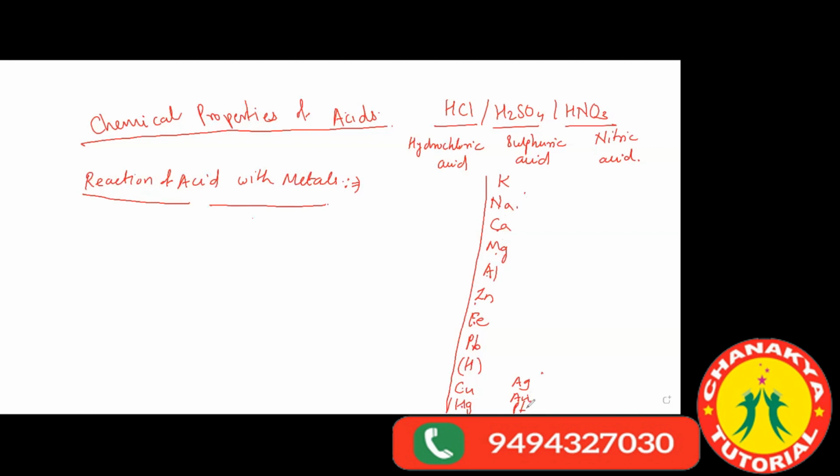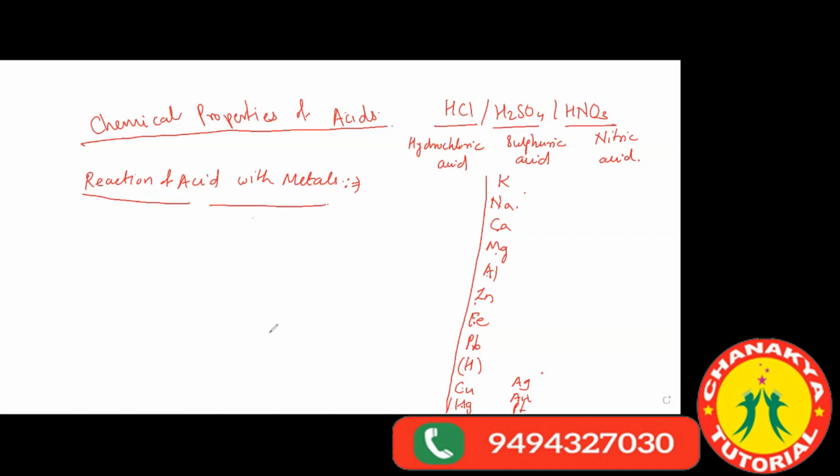If you want to follow this, you can, or else you can keep it in your mind as it is, how I have written: potassium, sodium, calcium, magnesium, aluminium, zinc, iron, lead, hydrogen, copper, then mercury, silver, gold, and platinum. So this is the sequence.